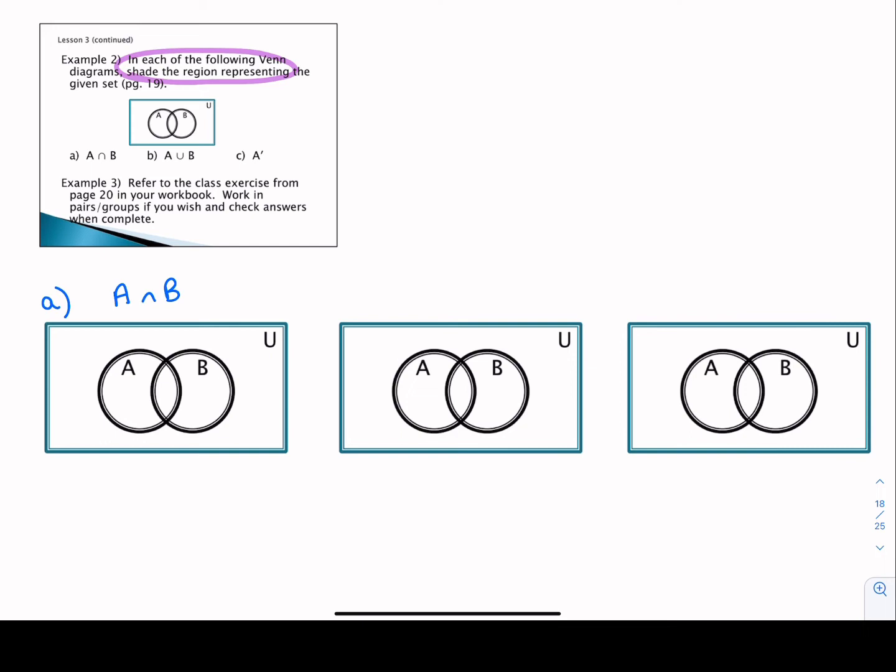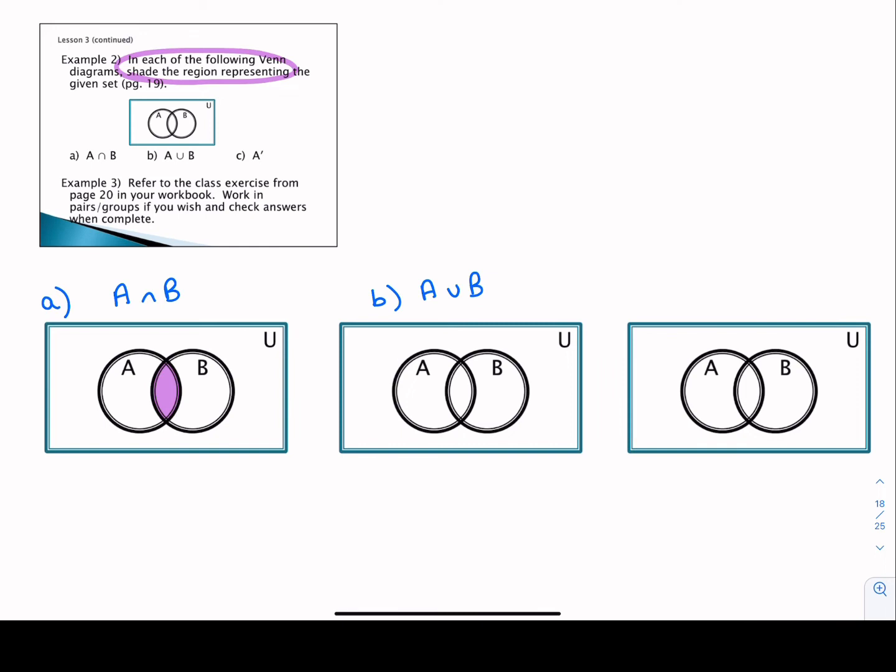So if you were to shade that part of the diagram in, this is what I would be looking for. I would only want you to shade in those overlapping parts for those separate sets. So that would be A intersect B. Part B says instead of an intersection, what would it look like if you shaded in the union?